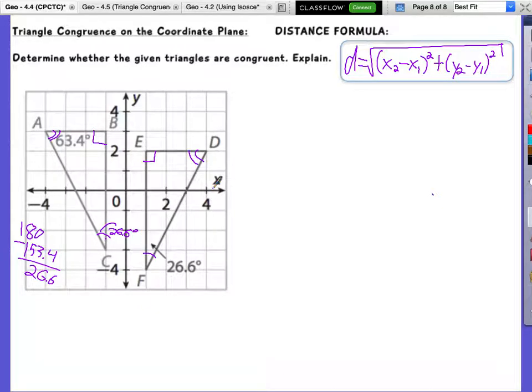Okay, so we figured out corresponding angles, right? But we have to figure out size. Now we have to figure out corresponding sides. We figured out corresponding angles, now we have to figure out corresponding sides.